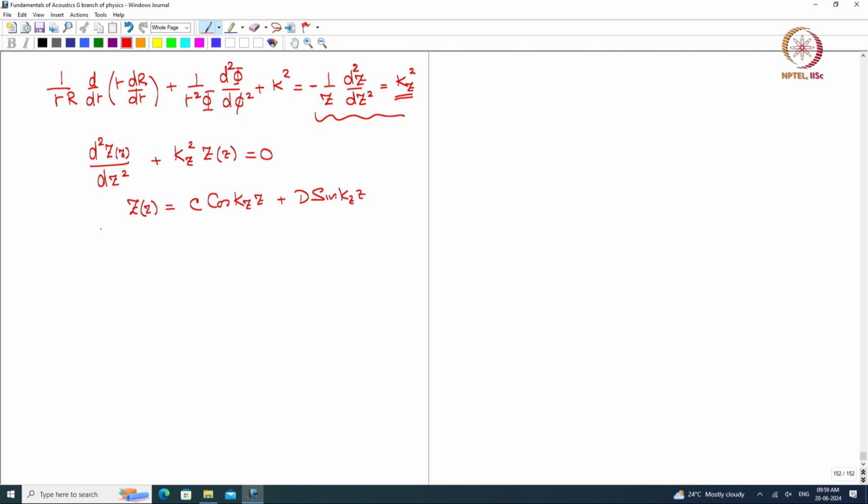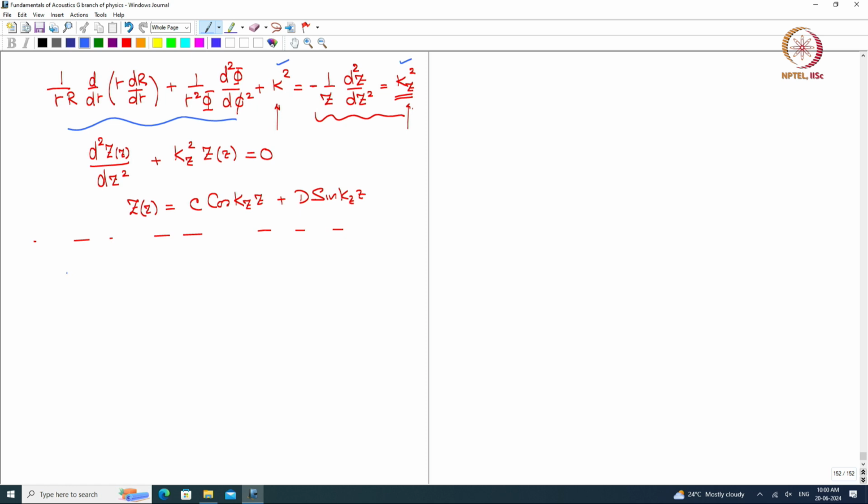Okay, so that's the z equation now. So now what happens? The remaining I have, okay, this and this now. So what I will do is rearrange again the remaining part with this term and this term. So what I do is first multiply this equation by r square, this by r square, and adjust the terms.